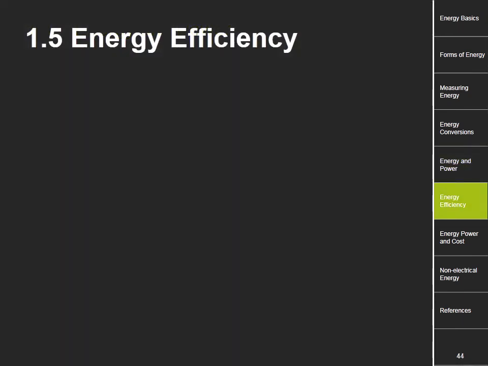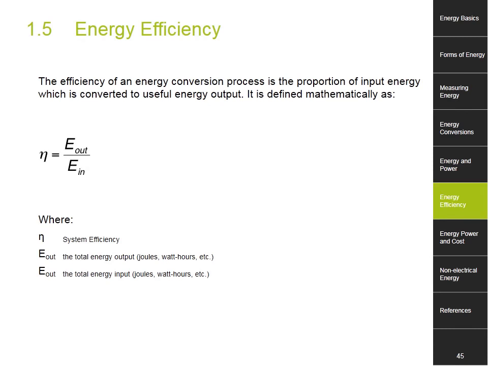When calculating the usage of an appliance or system, it is not enough to simply calculate its idealized power. You must also account for the efficiency with which the system runs. The efficiency of an energy conversion process is the proportion of input energy which is converted to useful energy output. It is defined mathematically as the useful energy output divided by the total energy input. We will go into the relationship between efficiency and power shortly.